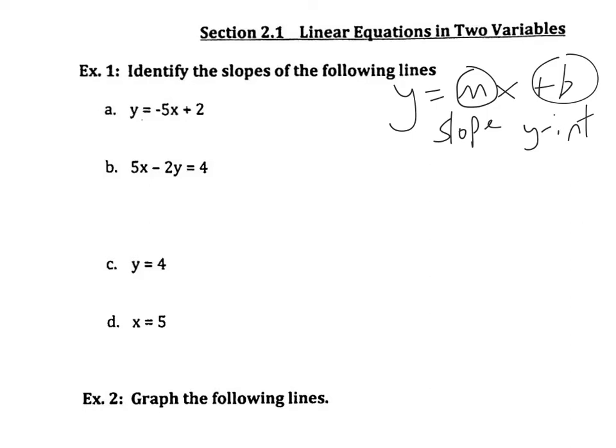Okay? So for this first section, it says identify the slopes of the following lines. So you look at A, and this is already in slope-intercept form, and so you can see that the slope is the number in front of x, so we would say the slope is negative 5.